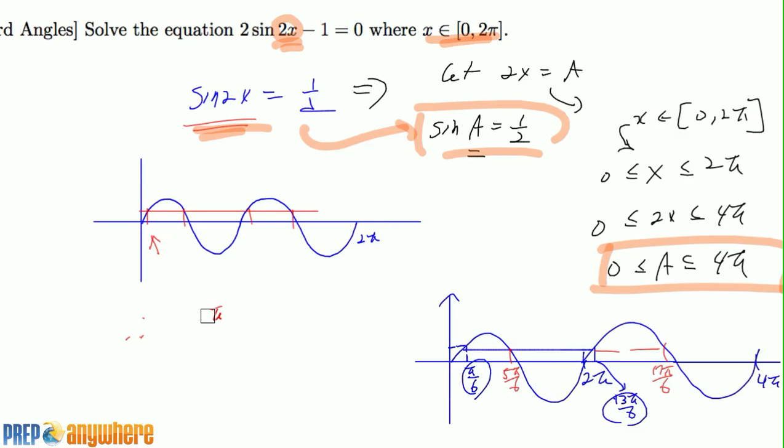Now this is actually what a is equal to. That's what a is equal to. So what is x equal to? You gotta divide all of these by 2, because this is what 2x is equal to, right? So x must be exactly all of these angles divided by 2. So pi over 12.